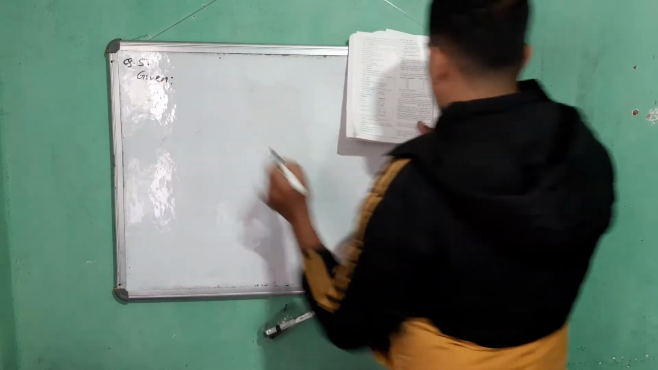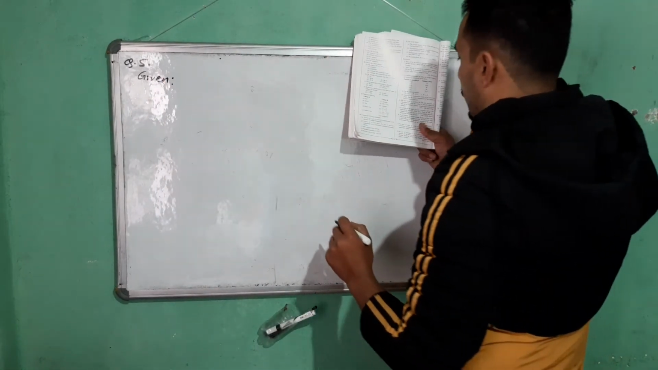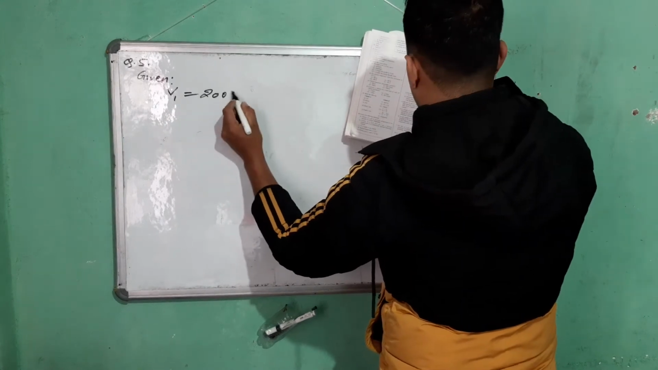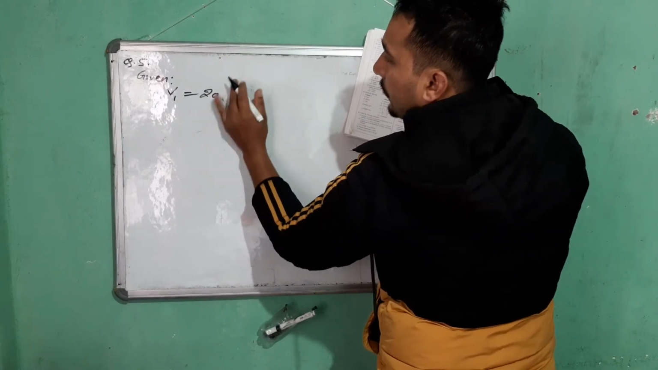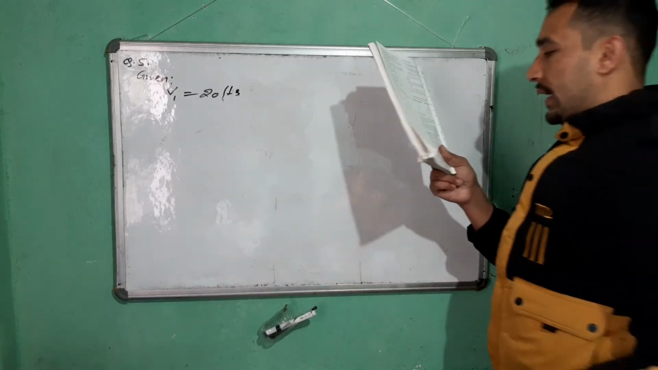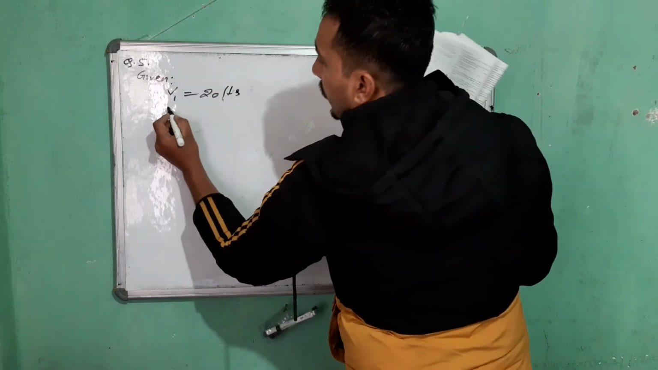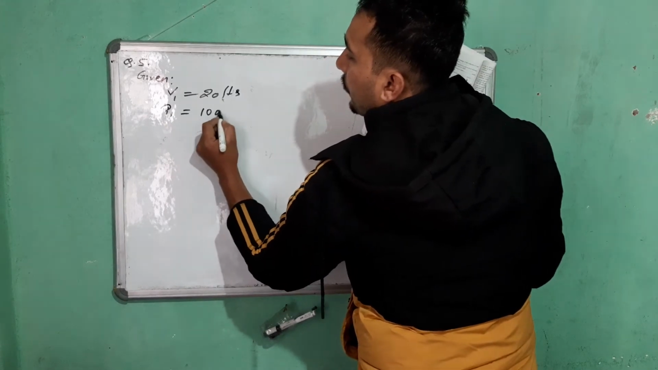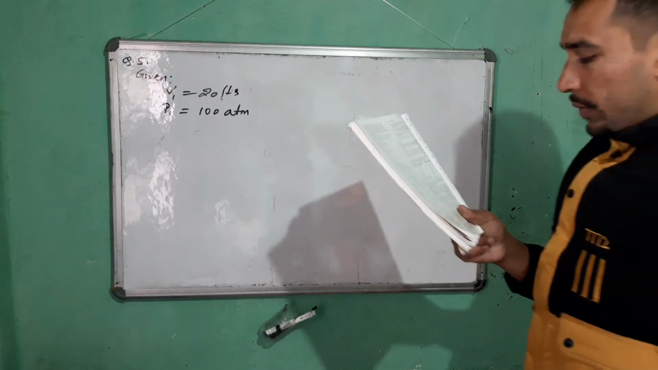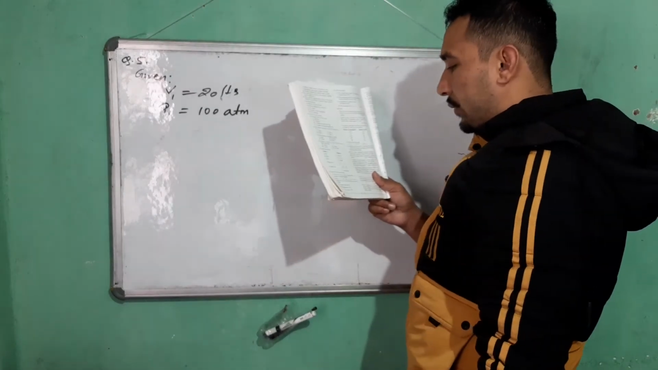Given a cylinder of 200 liter capacity, volume V1 is 200 liters. It contains a gas at 100 atmospheric pressure. Pressure is 100 atm, atm stands for atmosphere. Okay. How many flasks of 200 centimeter cube capacity?